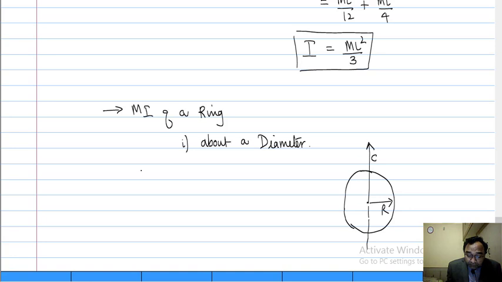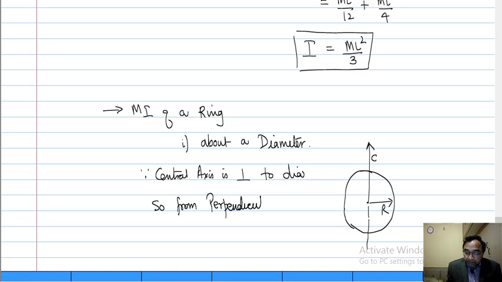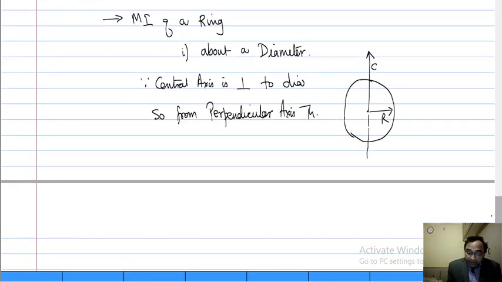So, since the central axis is perpendicular to the diameter, from the perpendicular axis theorem, what can we say? Just write the perpendicular axis theorem. I z is equal to I x plus I y.